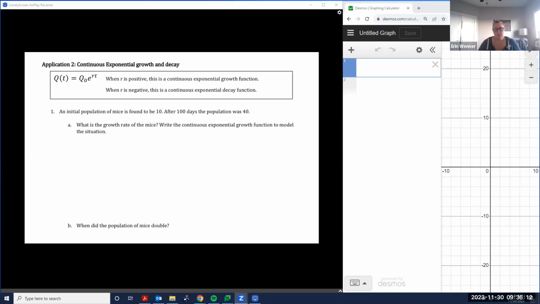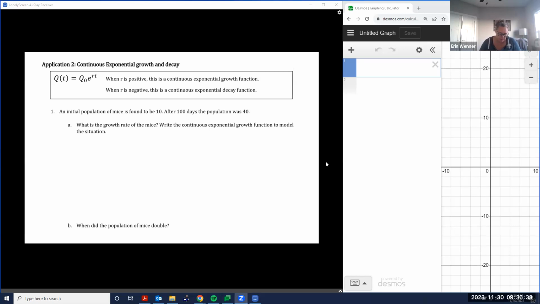So you'll notice the first one, again, we're in 5F. We did application 1 on Tuesday when we talked about pH scale. And now we're looking at the idea of continuous exponential growth or decay. We kind of talked about continuous growth yesterday when I was going through the quiz.